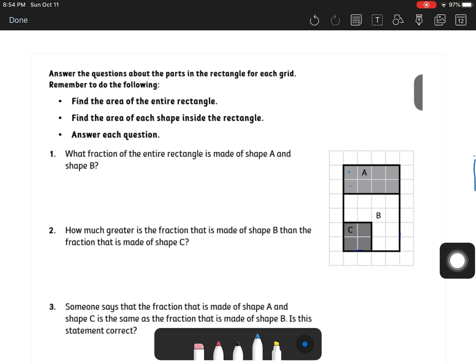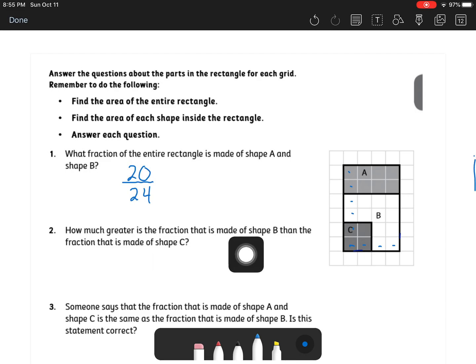Okay, well, let's figure out the whole rectangle. 1, 2, 3, 4, 5, 6, and 1, 2, 3, 4. So it's 6 by 4. The total number of squares, if we count them all, there'd be 24 squares. So that means my bottom number is 24. Now, what fraction of the entire rectangle is made up of A and B? Well, I can see that A and B is everything except for the 4 down here, so that's going to be 20 if we count those. So 20 out of 24 would be what I'd have if I counted up all of the squares in A and B. Total is 24.